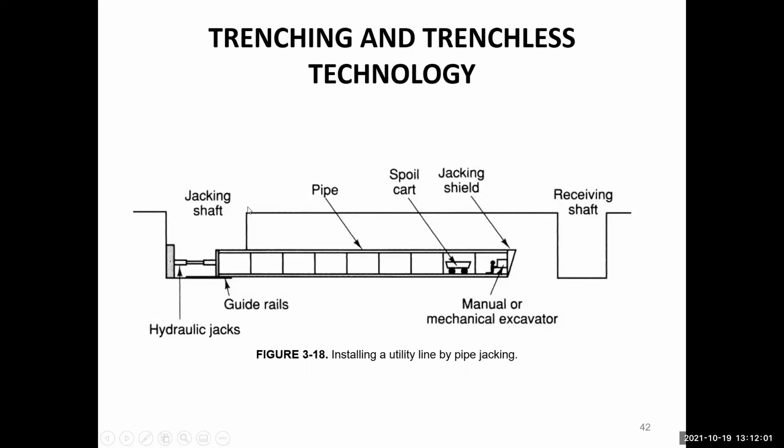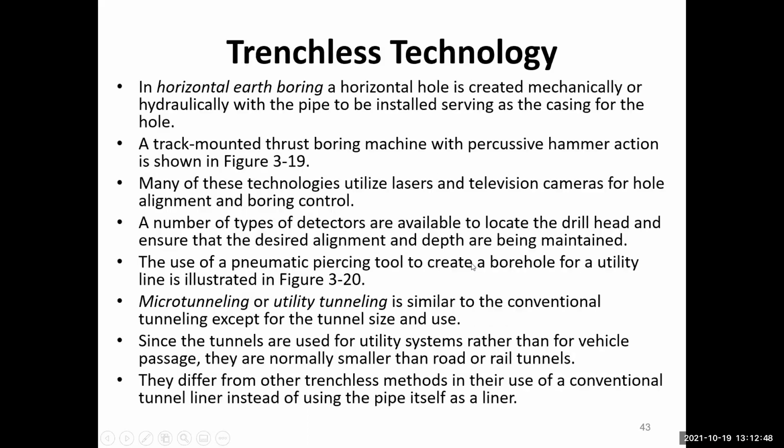First of all, a shaft is made, and then from one side of the shaft, through the jacking operations, the soil is gradually removed from the front of the pipe, and the pipe is advanced through into the side. Then the pipe reaches the receiving shaft, and the process goes to the next shaft. In this case, we are not excavating the soil, but without excavating the soil, we can insert very large pipes into the ground. So this is one of the trenchless technologies.